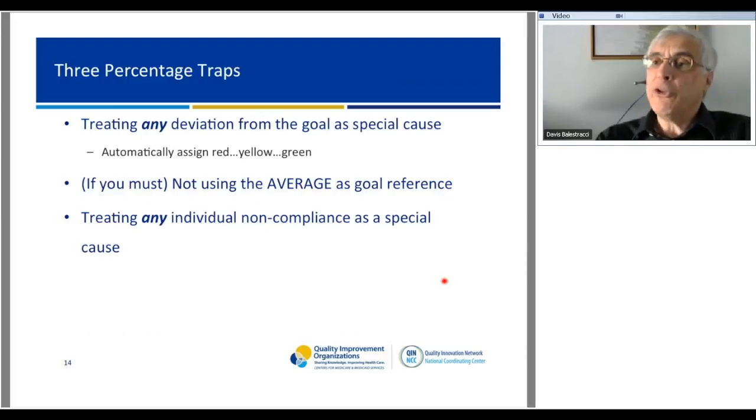So the traps we fall into with percentages are treating any deviation from the goal as special cause and assigning it a color. See, that's a special cause strategy. And if you must use a goal, then use the average for the goal reference. If you're meeting the goal, then the average and the common cause around it is your green area. And probably one of the biggest aha moments you will have in this video: we tend to treat any non-compliance as a special cause because, well, they should comply. No. You're perfectly designed to have a certain percentage of non-compliances.